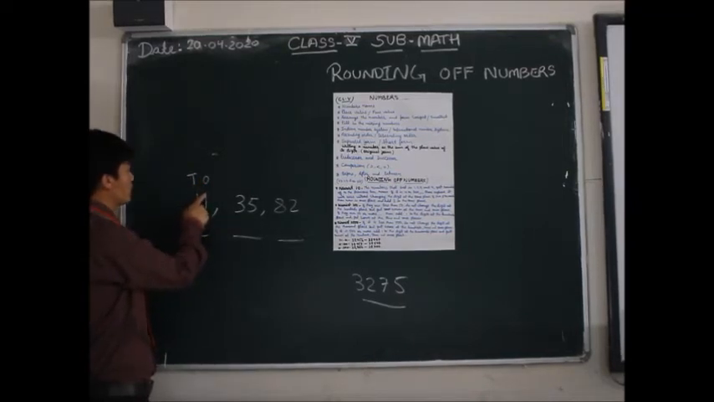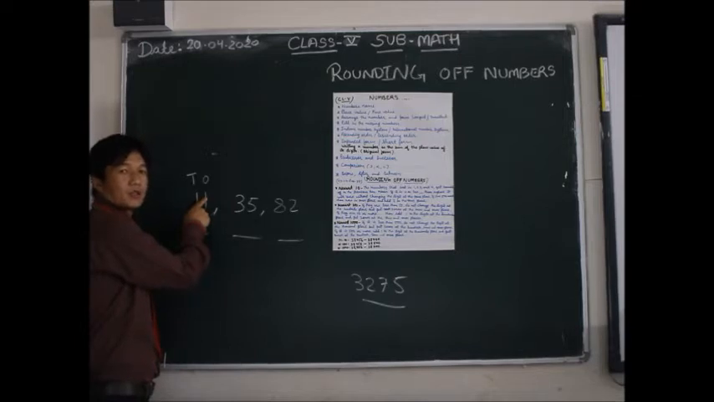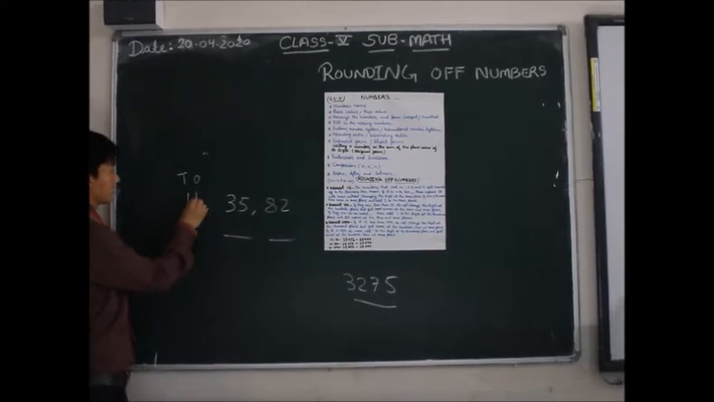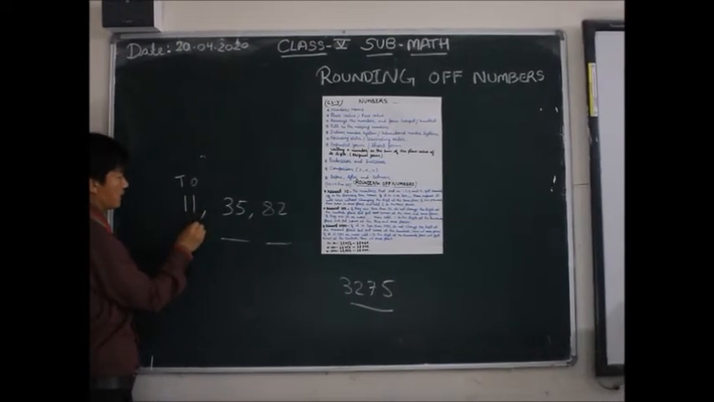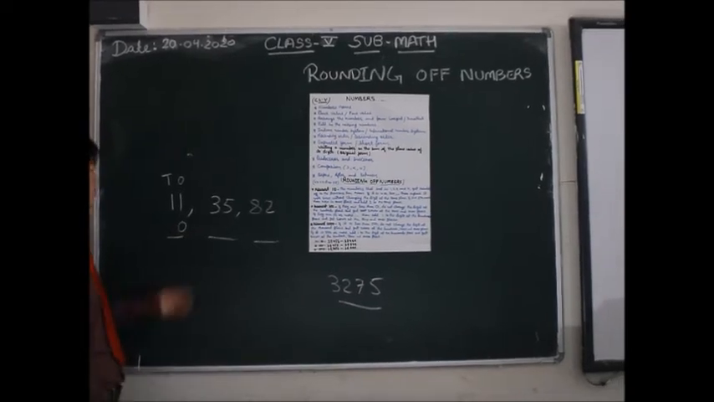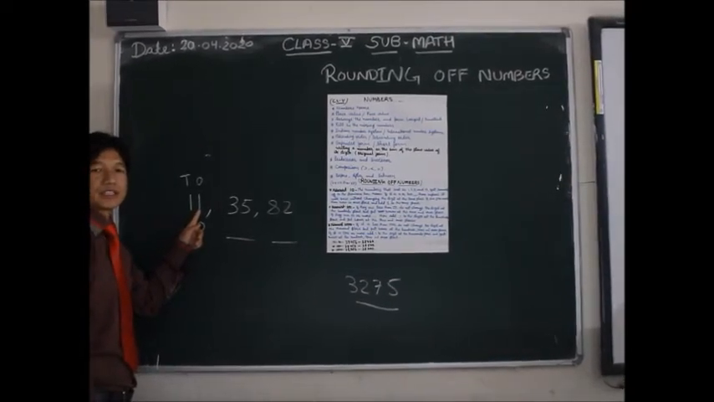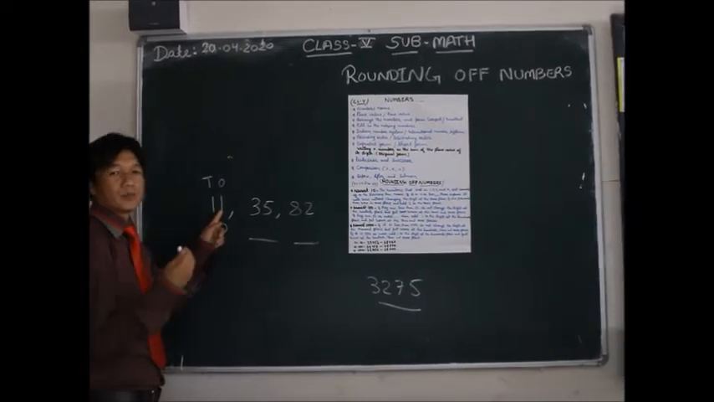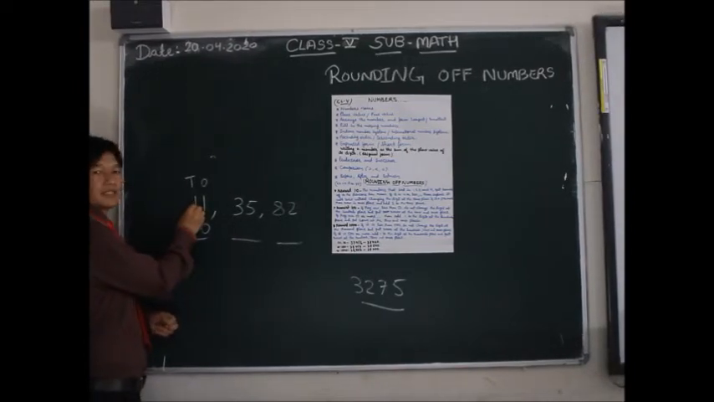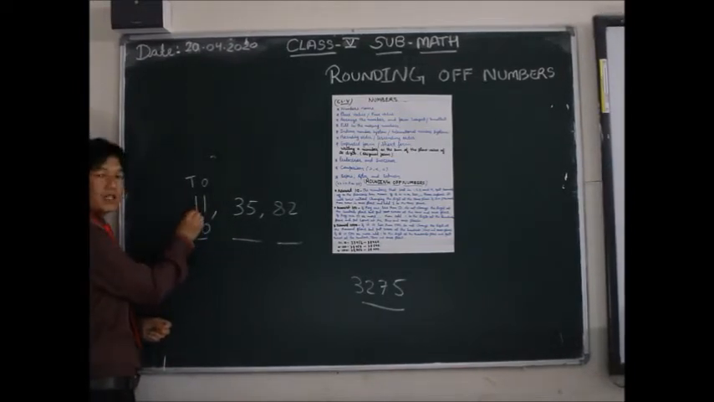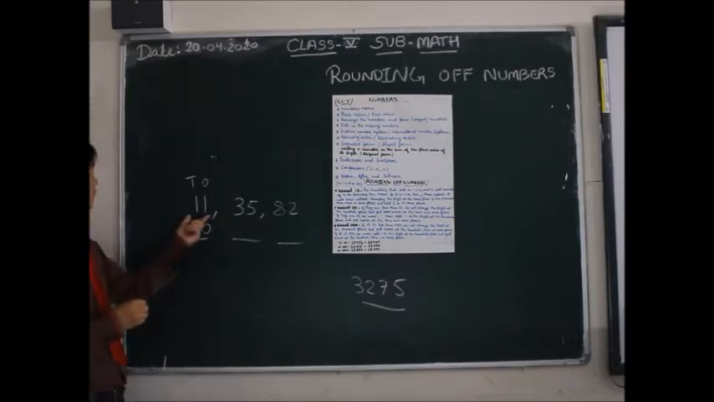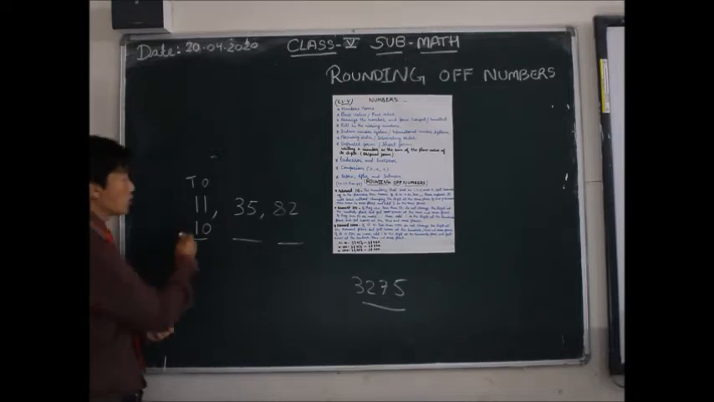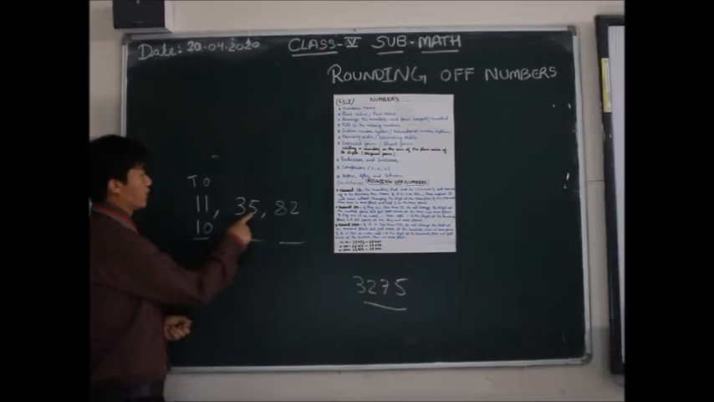So first we have to check whether the number ends with 1, 2, 3 or 4. What we do is put 0 in the ones place, and check whether the digit is less than 4 or greater than 4. If the number ends with 1 or another small digit, the digit in the tens place remains the same. That means this is 1. So rounding off 11 to the nearest 10 is 10. Are you getting the point? So on, this number is like this. Here is 35.